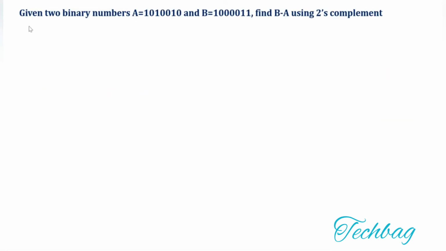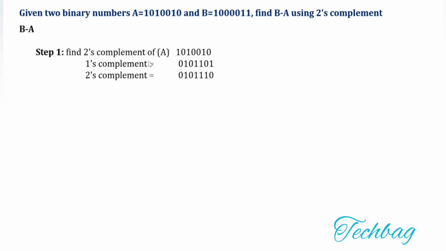Next example. Given two binary numbers, A is equal to 1010010 and B is equal to 1000011. Find B minus A using 2's complement. Here, A is subtrahend and B is minuend because we are going to subtract A from B. First step is find the 2's complement of A. So first, find 1's complement of A, then add 1 with the 1's complement to get the 2's complement.